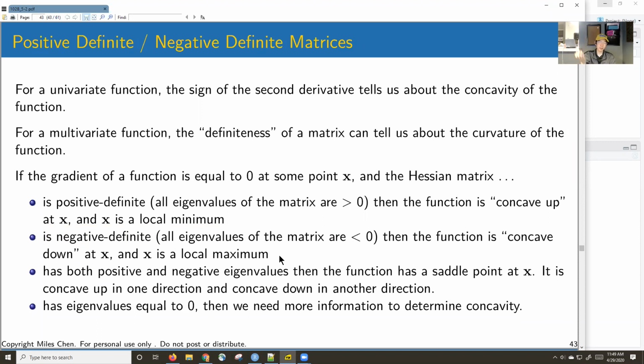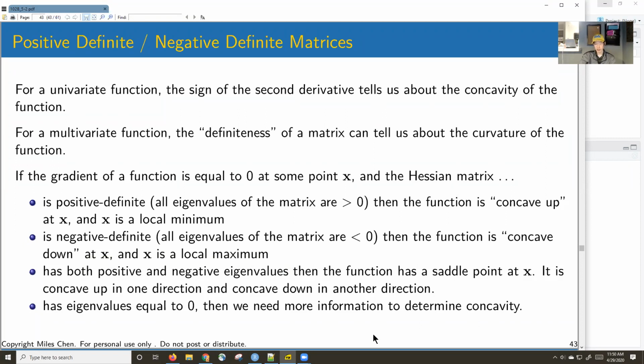If you have a two-dimensional function, positive definite would look kind of like a bowl, and negative definite would look like a hill. If you have both positive and negative eigenvalues, then you've got a saddle point. Maybe it's concave up in one direction and concave down in the other direction, so it looks like a saddle. And if you've got eigenvalues equal to 0, then you're going to need more information to determine concavity.